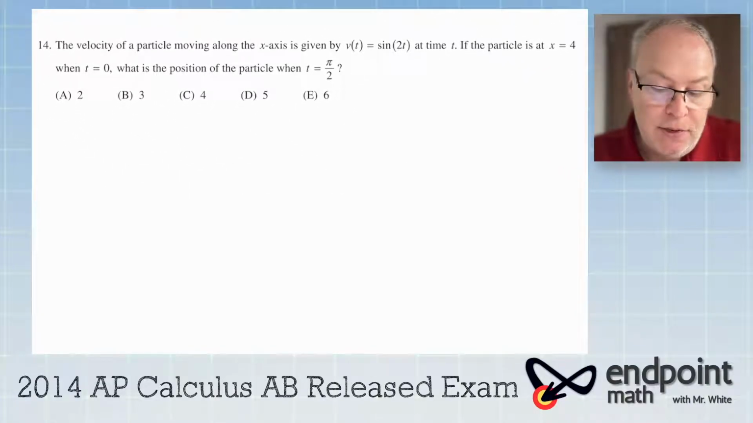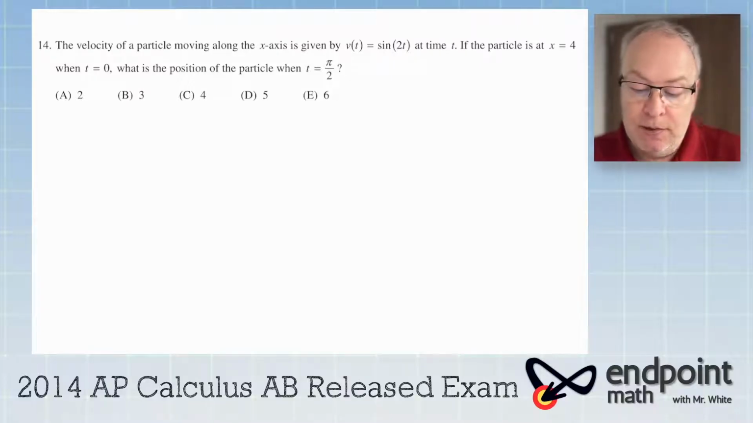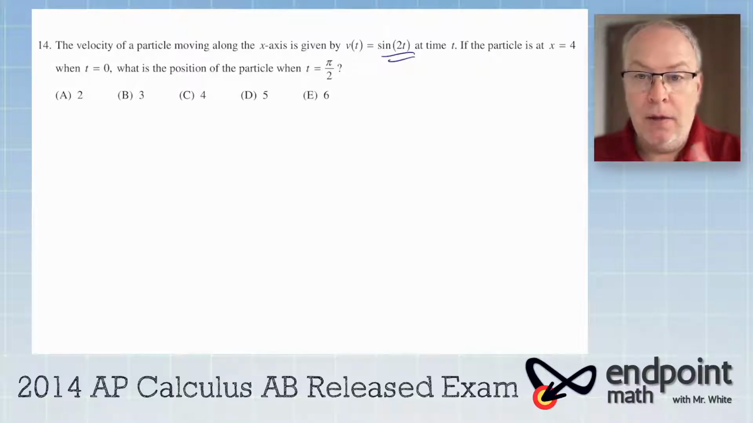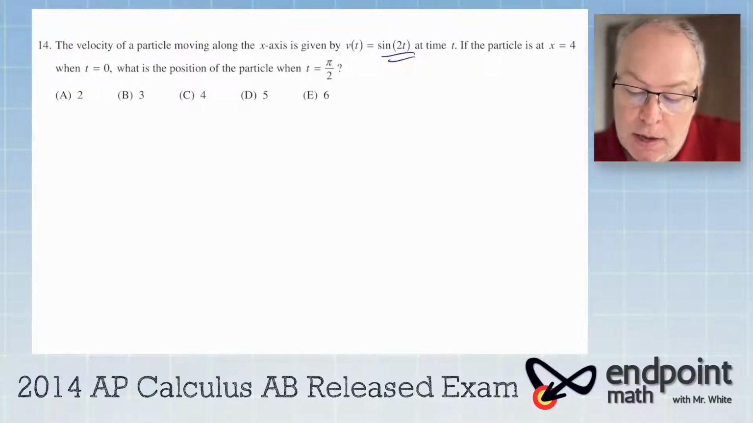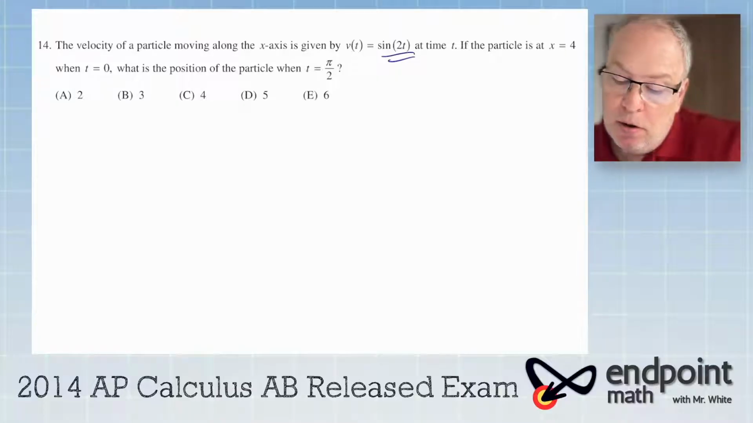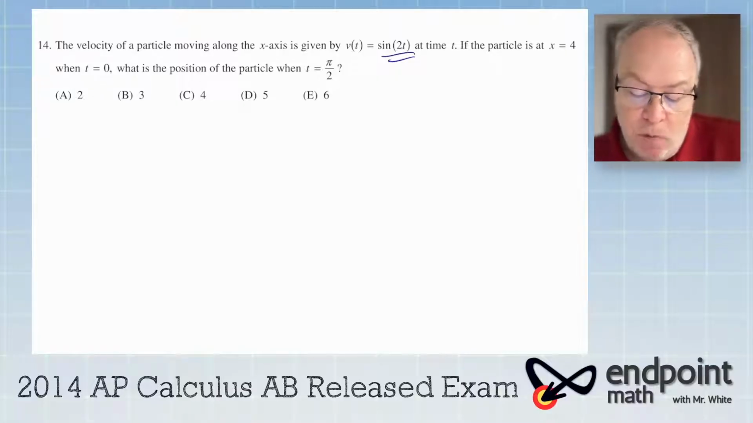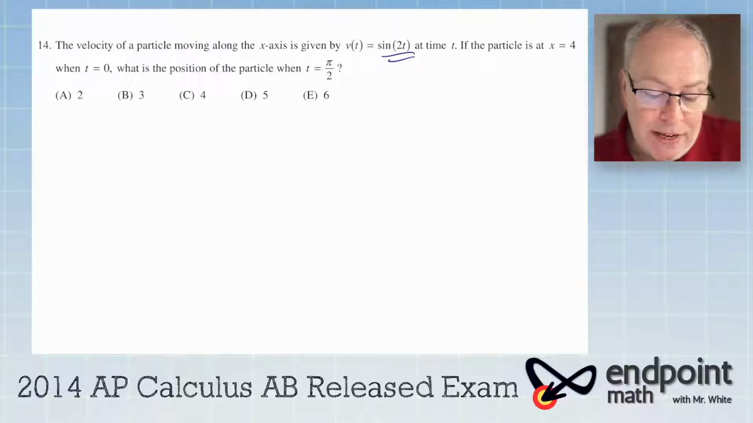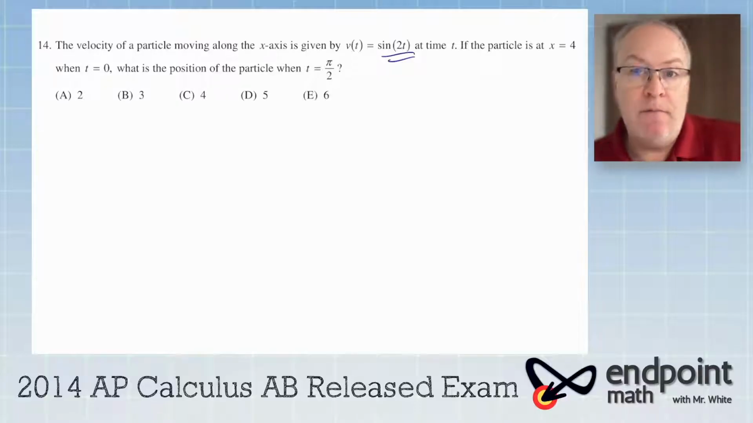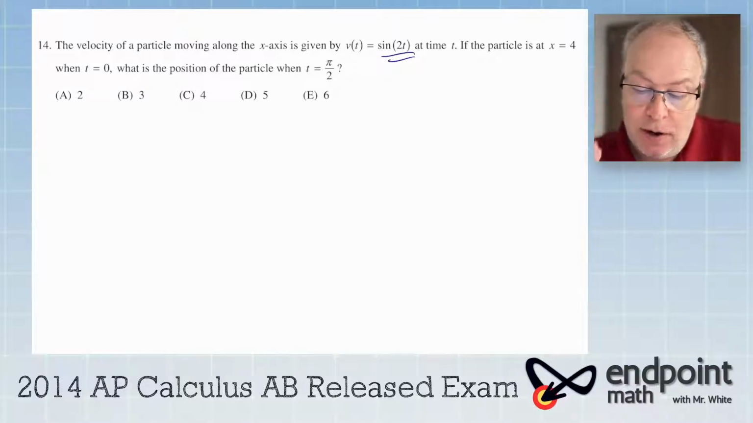All right, the velocity of a particle moving along the x-axis, so it's moving left and right because this is a sinusoidal function, so it's going left and right. Its velocity is positive for a while, and then it's negative, and so on, at time t. If the particle is at x equals 4 when t equals 0, so that means it's starting at 4. Don't forget that, it's starting at 4. What is the position of the particle?